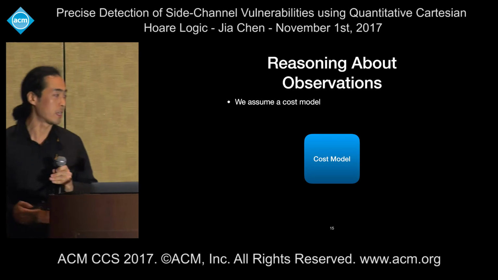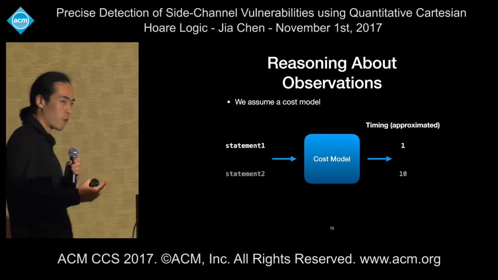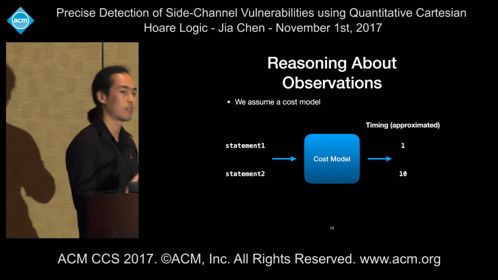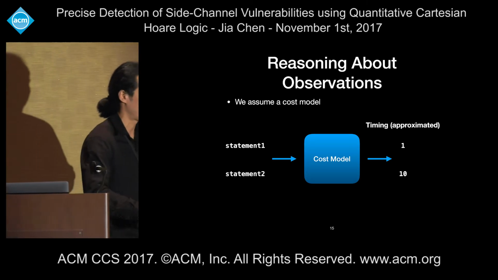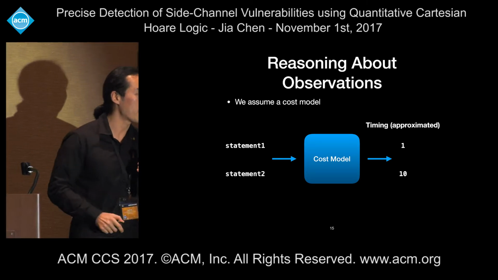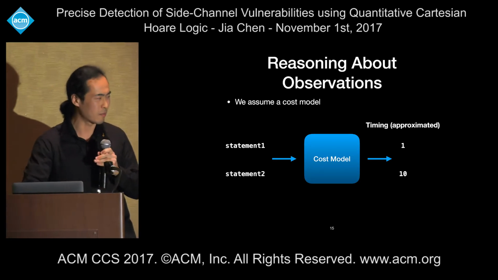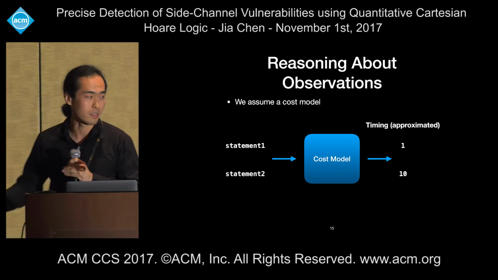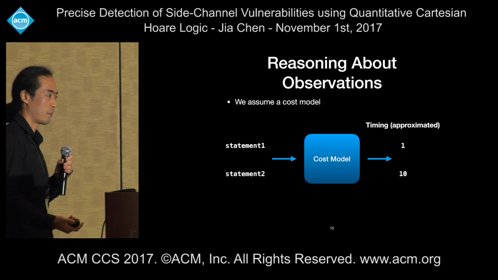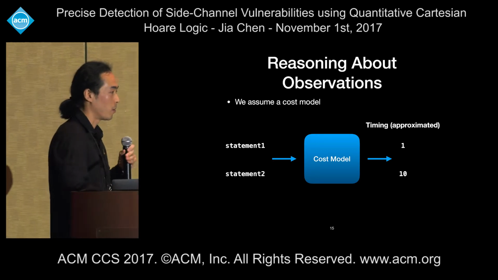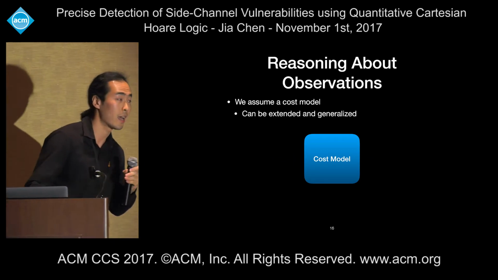A cost model is simply something that maps statements in the program into your observation. In this particular example, if the observation is just the timing, then this particular mapping means that if we execute statement 1, it is going to take 1 unit of time, and this mapping means statement 2 takes 10 units of time. Now, this is just a very simple, naive cost model. We can definitely extend and generalize it.